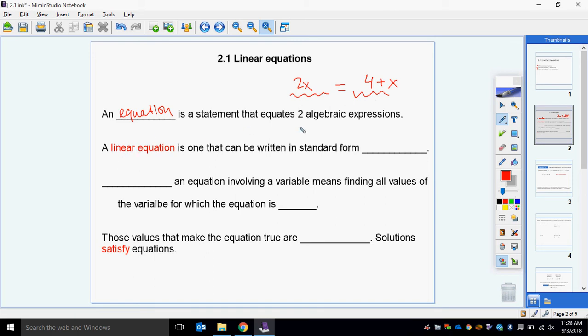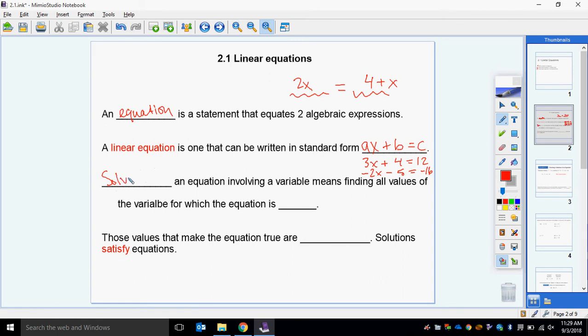So a linear equation is one that can be written in standard form. Standard form would be a number a and then x and then b equals c. So something like that would be 3x plus 4 equals 12, or negative 2x minus 5 equals negative 16. Those are types of standard forms.